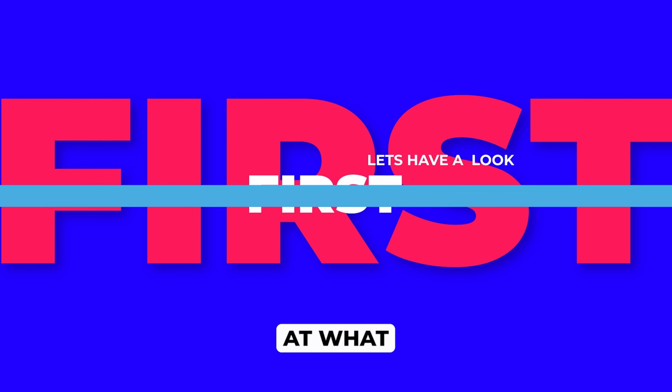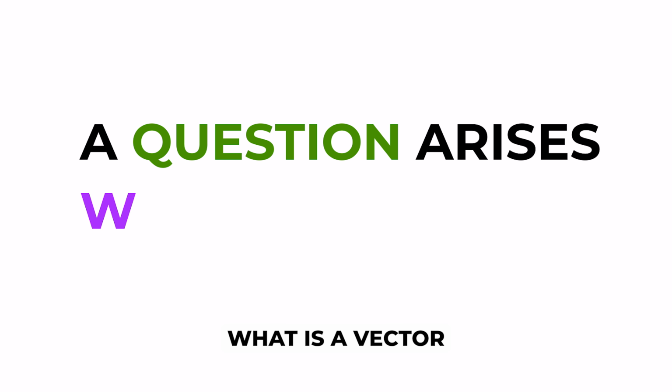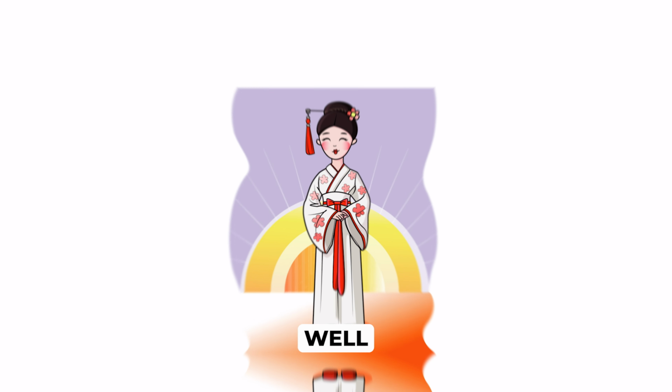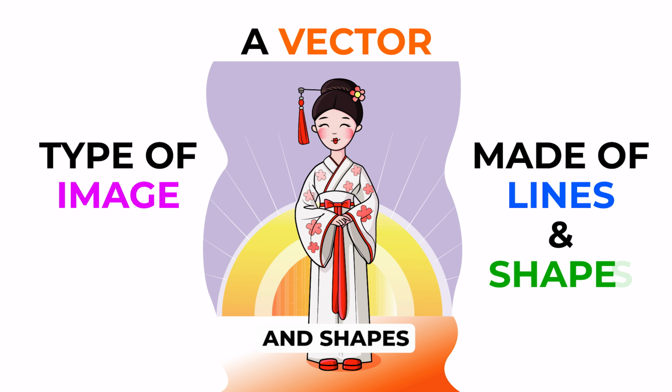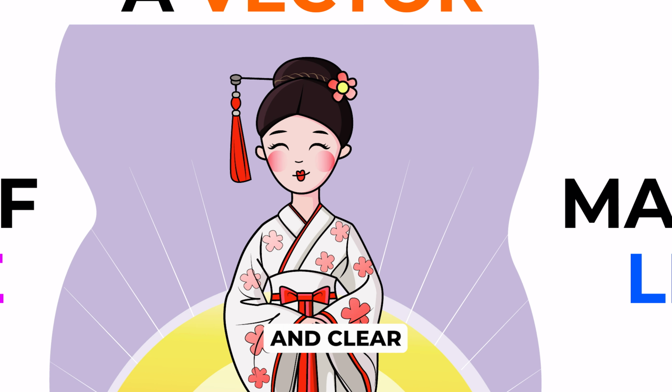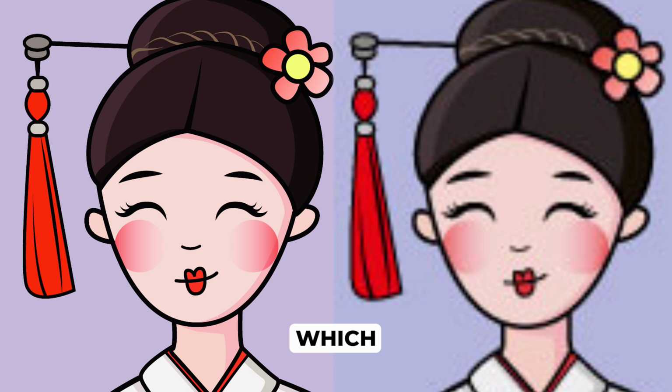First, let's have a look at what Adobe Illustrator is. Illustrator is a vector drawing software and is primarily used for graphic designing. Now a question arises, what is a vector? Well, a vector in graphic design is a type of image made up of lines and shapes that stays sharp and clear no matter how much you resize it. Unlike a photo, which is made out of pixels and has limited resolution, you can however use any image inside of Adobe Illustrator as required.